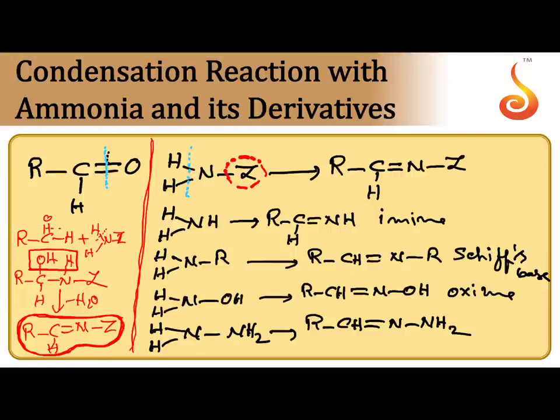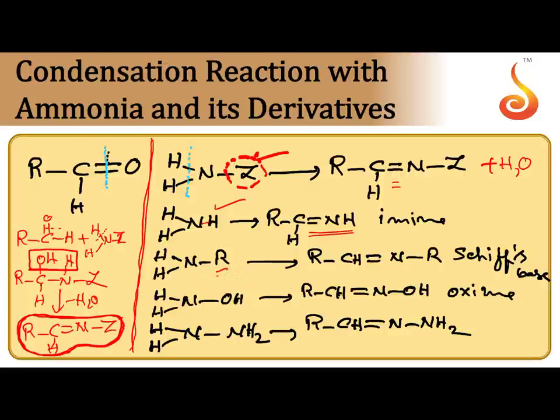So in place of Z, when NH2Z is added to C double bond O, oxygen comes out and combines with two hydrogens; a small molecule of H2O is eliminated. Between carbon and nitrogen, a double bond is created. This is the condensed product. Based on the difference in Z, if you take H, it becomes ammonia, and the product formed is aldimine. If you take a ketone, ketimine.